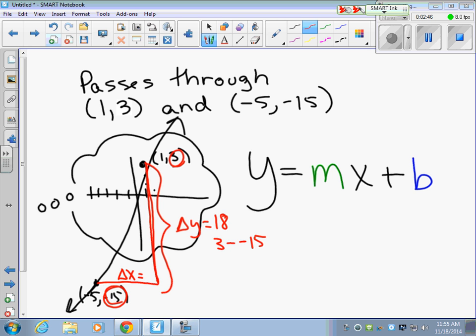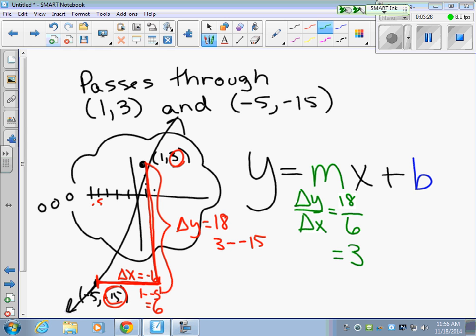And then change in x over here, it starts at negative 5 and goes all the way up to 1, which means it goes 5, 6. Or again, you can think of that as 1 minus negative 5. So change in y over change in x is going to be 18 over 6, since the change in y was 18 and the change in x was 6. 18 over 6 is 3.